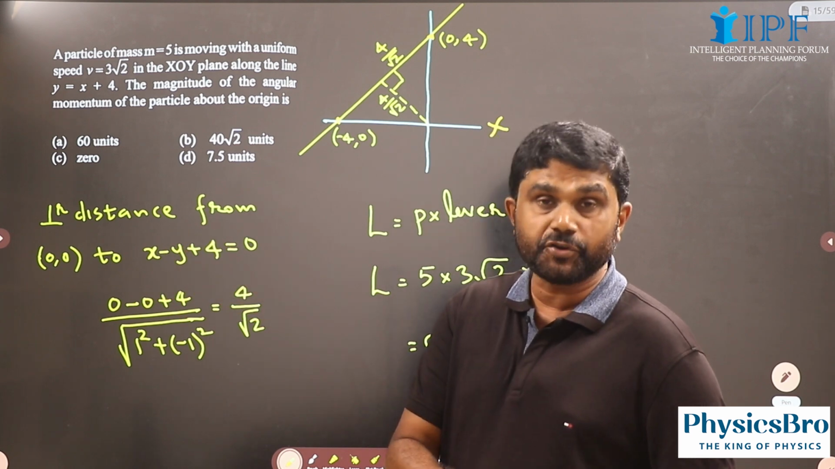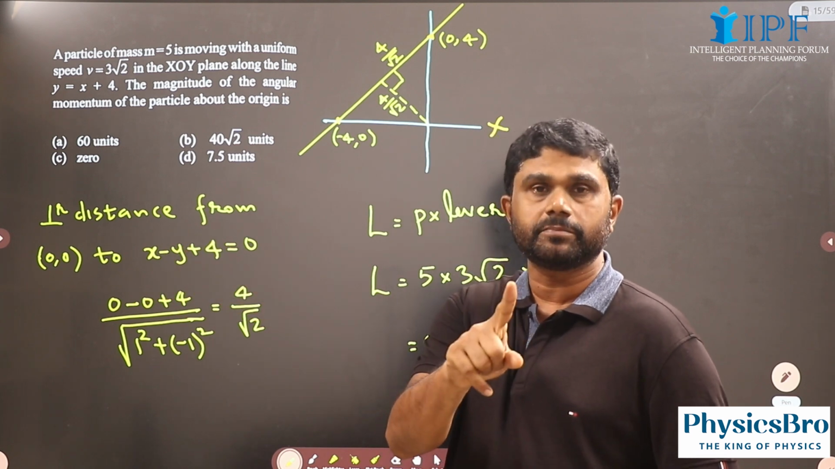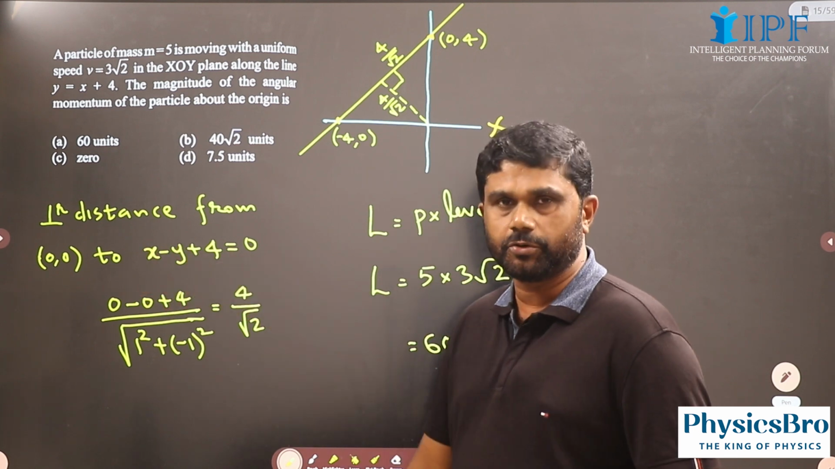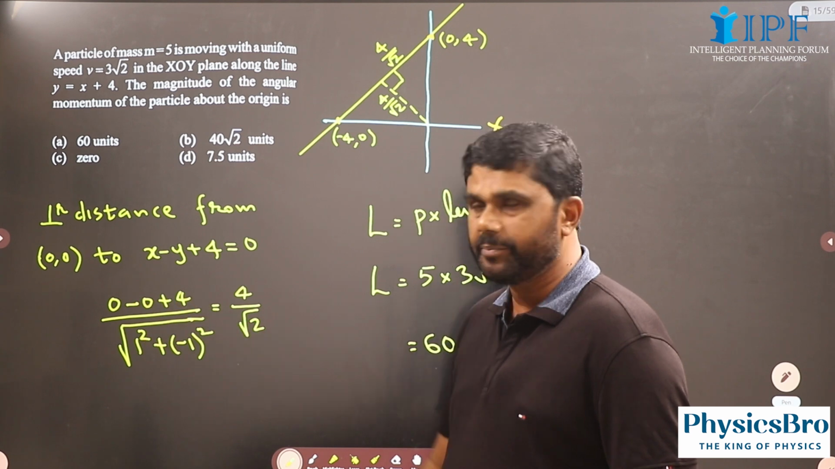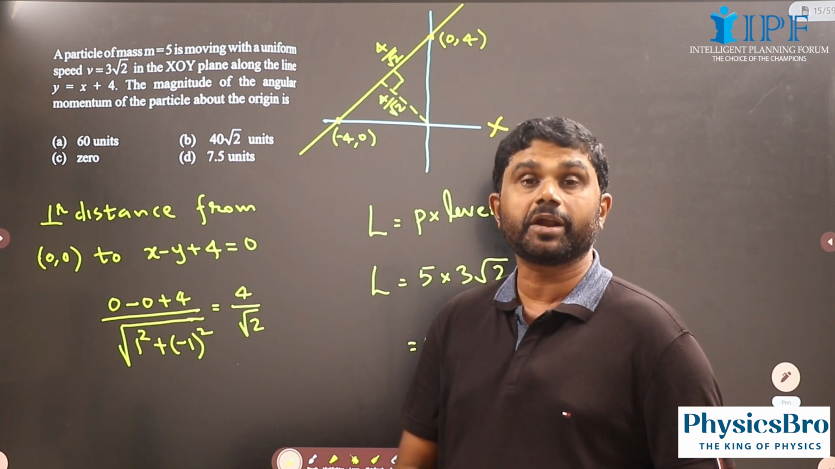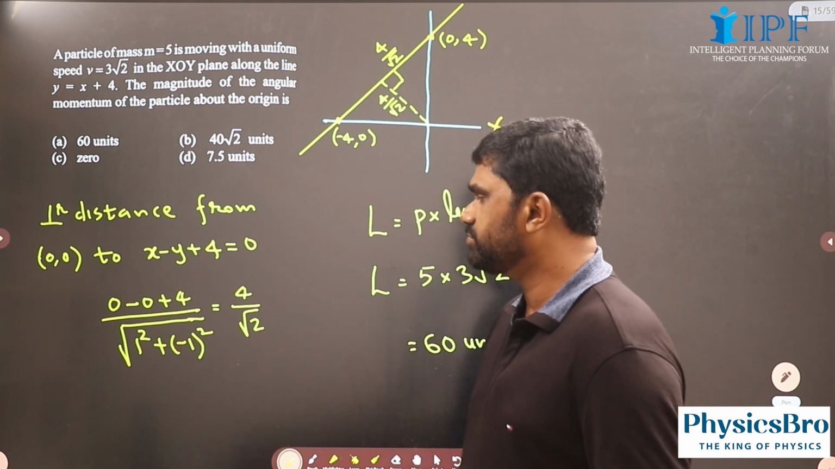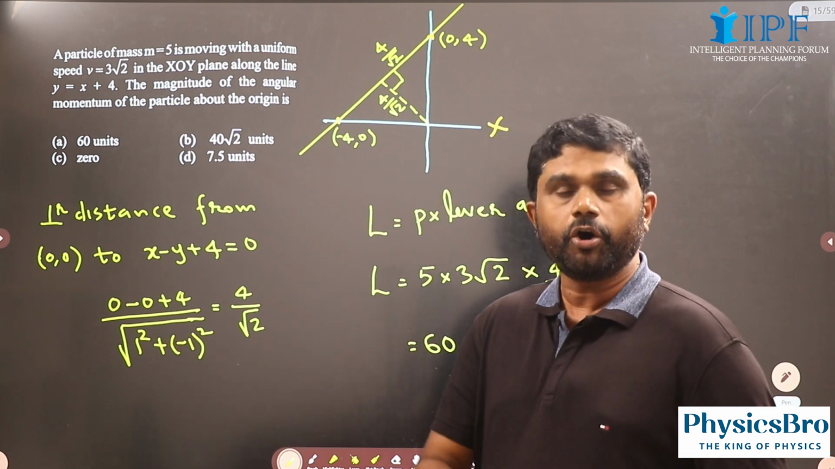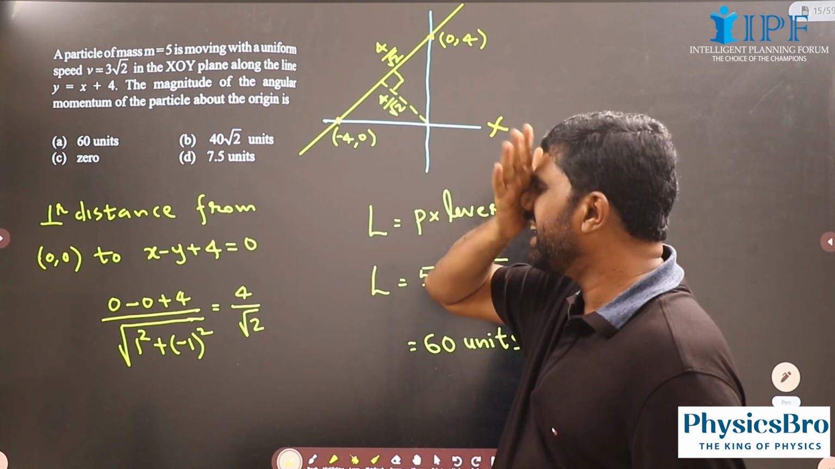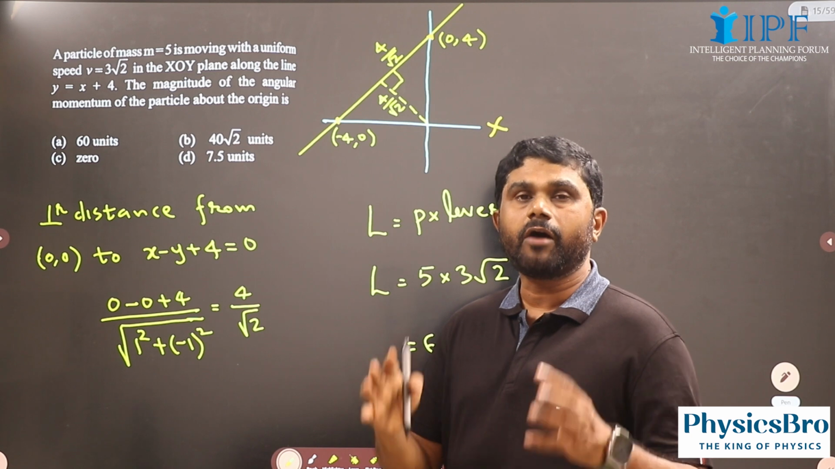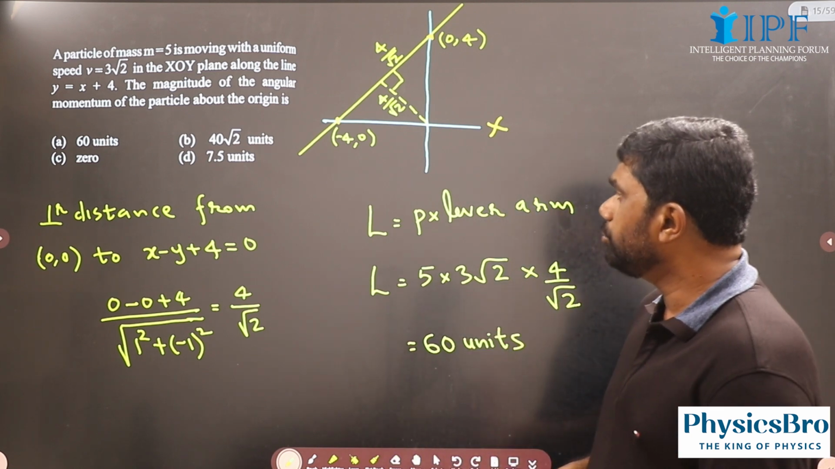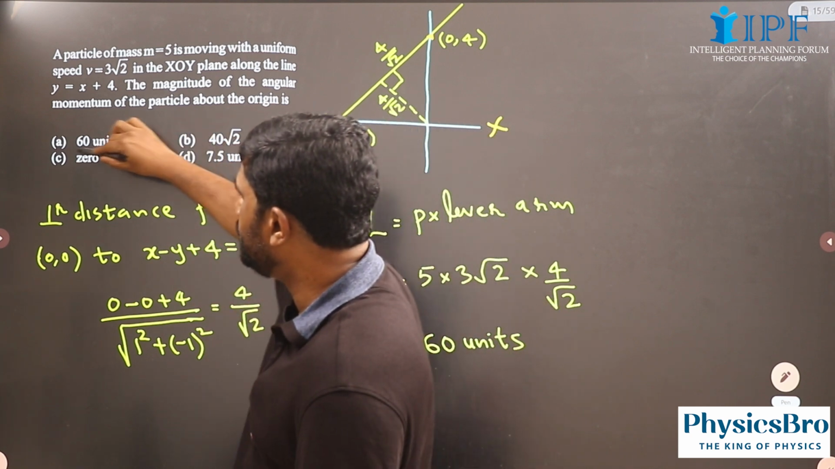Okay, but here we have to find the perpendicular distance from origin. Means here we have to put 0, here also you have to put 0. So in the numerator only 4 remains, and in the denominator there will be root of 1 square plus minus 1 square. So you will get 4 by root 2. Or perpendicular distance you can find either by using this one or like this. However you find the perpendicular distance, you will get the angular momentum as 60 units.